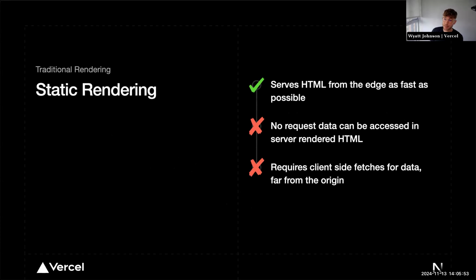Static rendering is known for its speed, where we can deliver the entire page from the edge. We avoid a trip back to the origin to get the initial HTML to send it to users as fast as possible. Static rendering, however, lacks the ability to read request data, requiring any dynamic data to be retrieved using client-side requests, resulting in expensive round trips to the origin.